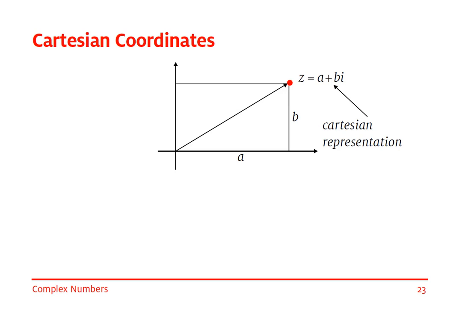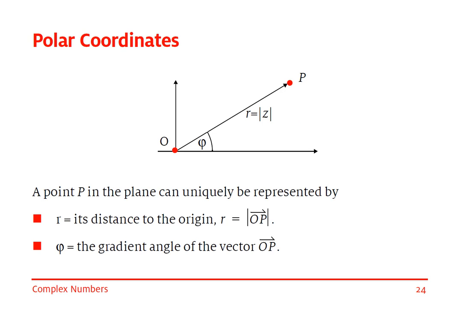is not the only way of representing points in the plane. Another way is the so-called polar representation, or polar coordinates. Here the point in the plane, point P, is given uniquely by r, which is its distance to the origin. R is the length of the vector from the coordinate origin O to the point P. And the second component is the angle phi, which is the gradient angle of the vector OP, which is the angle between the vector OP and the real axis.